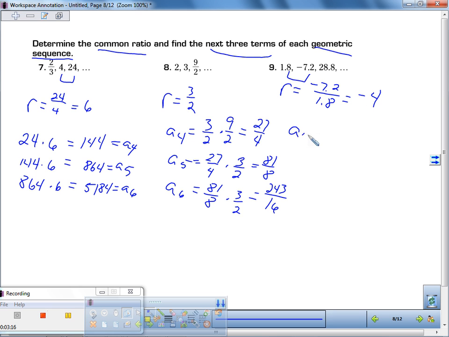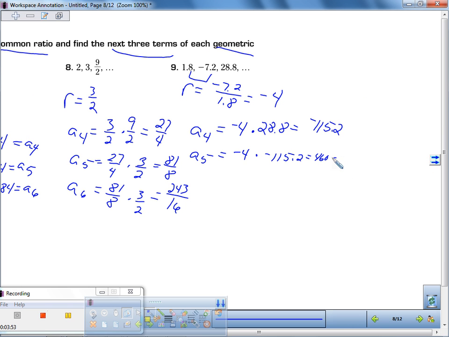And so to find a sub 4, we'll take the common ratio of negative 4 and multiply it times the 28.8. When we multiply that together, we end up with a negative 115.2. Then a sub 5, we'll take our common ratio of negative 4 again and multiply it times negative 115.2. Now we'll end up with a positive number, so that's going to be equal to 460.8.